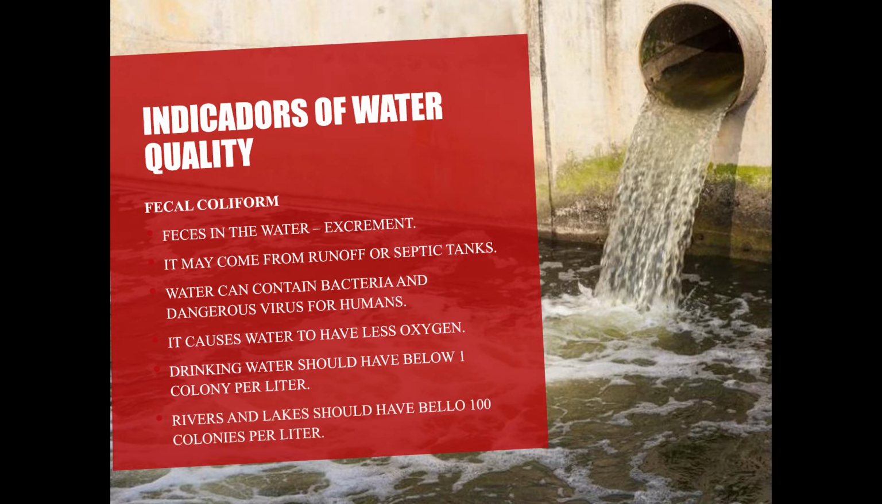And rivers and lakes should have below 100 colonies per liter. Even though there are 100 colonies, it's still a very little amount of feces in it. And it's something that we cannot actually control because it's part of the natural world.